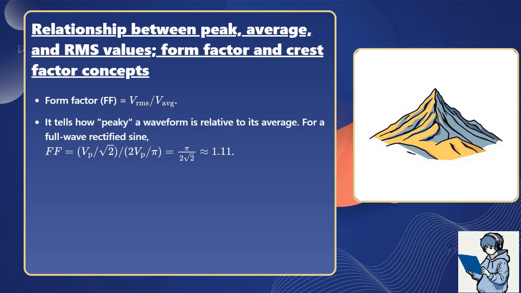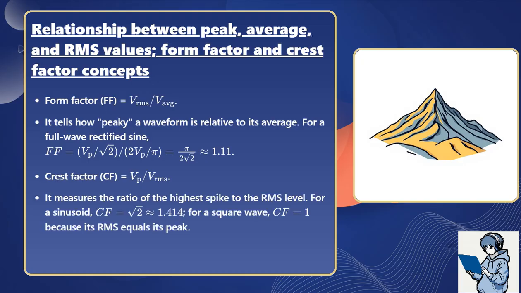For a full wave rectified sine, FF equals (VP over square root of 2) divided by (2 VP over pi), which equals pi over (2 square root of 2), approximately 1.11. Crest factor, CF, equals VP divided by V sub RMS. It measures the ratio of the highest spike to the RMS level. For a sinusoid, CF equals square root of 2, approximately 1.414. For a square wave, CF equals 1 because its RMS equals its peak.